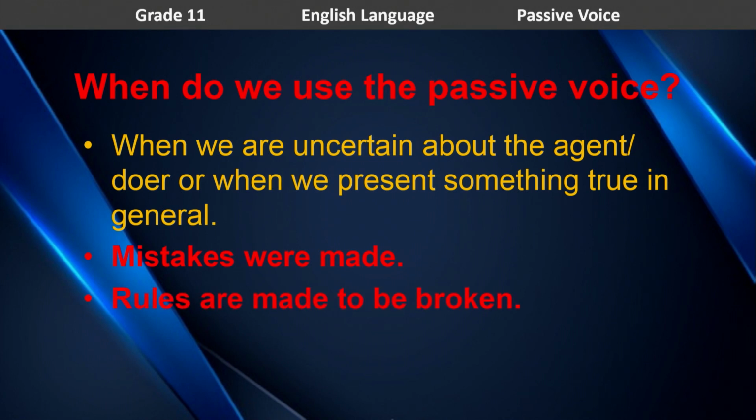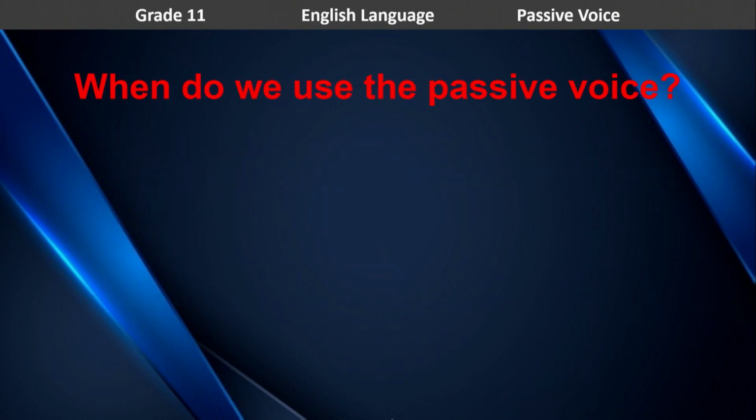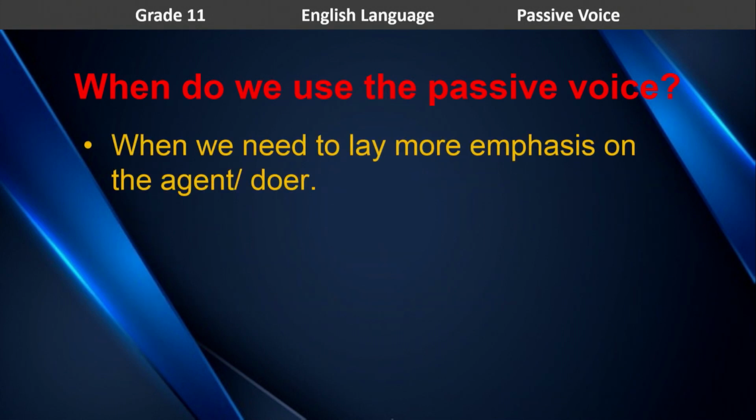Rules are made to be broken. There are rules everywhere, so rules are made to be broken. Have a look at the other slide. When we need to lay more emphasis on the agent or the doer, we use the passive voice. We need to lay emphasis on the doer, so we use the passive voice.